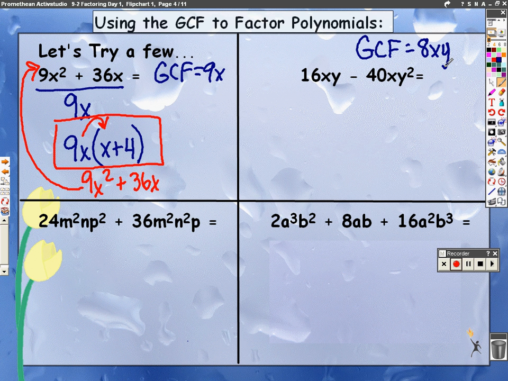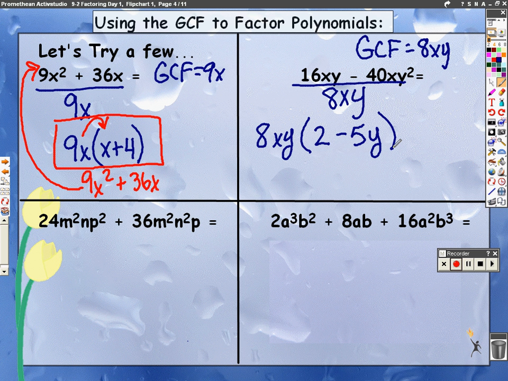Then I'm going to divide both terms by 8xy, and I end up with, I'll pull 8xy out in front again like I did before. Okay, 16xy divided by 8xy is 2, and then 40xy squared divided by 8xy is going to leave me with 5y.